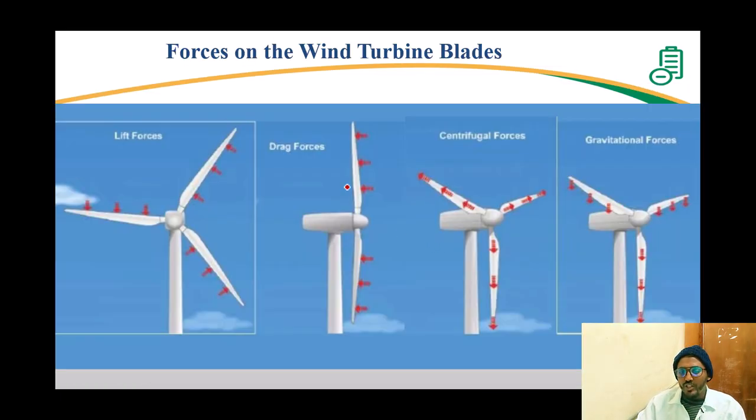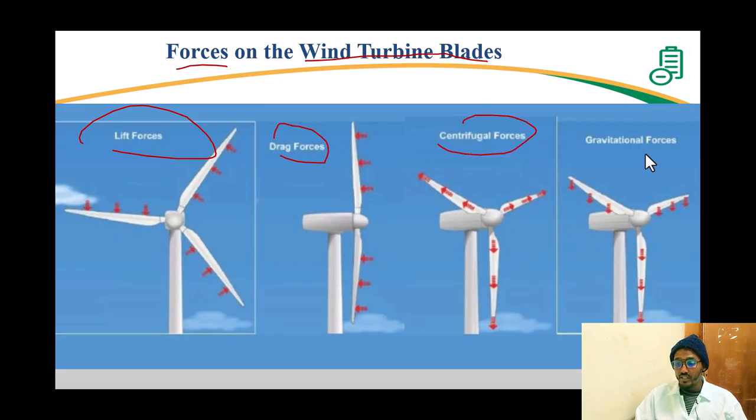So let's go into an interesting topic, which is forces on wind turbine blades. We do have different kinds of forces on wind turbines. So let's see them. What are they? When you design a turbine, these are the most interesting and important things to consider. The first one is lift force, and then we have drag force, centrifugal force, and gravitational force.